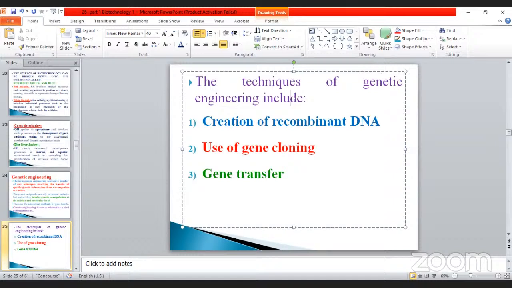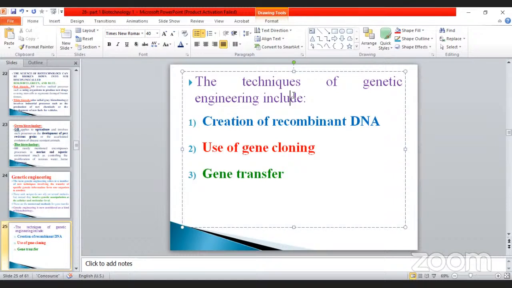One of the scientists, Ian Wilmut, in 1996, Dolly was created with the help of a uniparental process. That process is called gene cloning. We'll see it in the process.